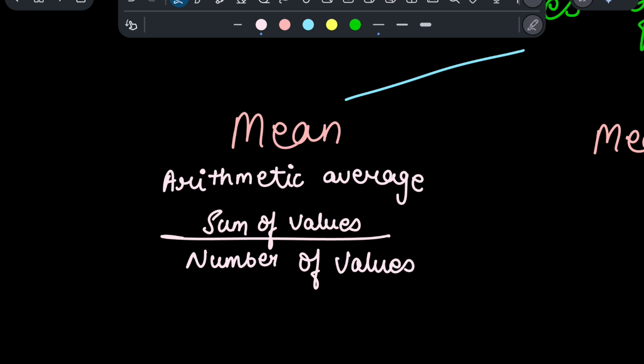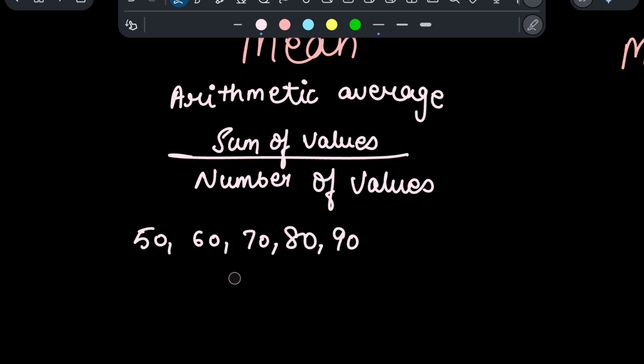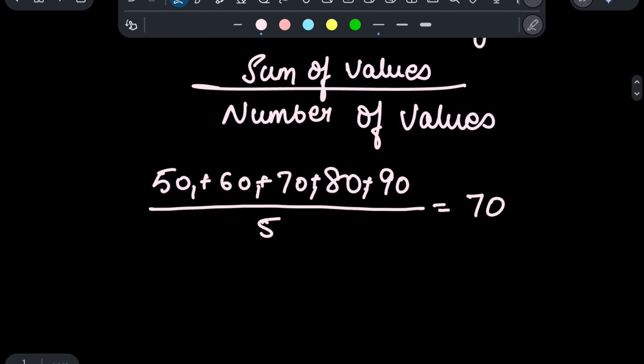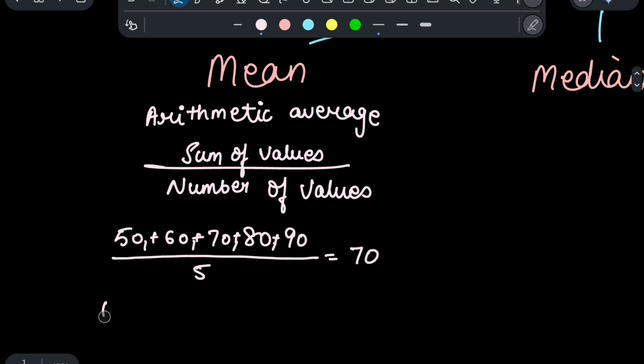So for example, the exam scores of five students are 50, 60, 70, 80, and 90. So what would be its mean? Its mean simply would be the sum of the values divided by the number of values, which would be 70. And the mean is used when the data is evenly distributed.